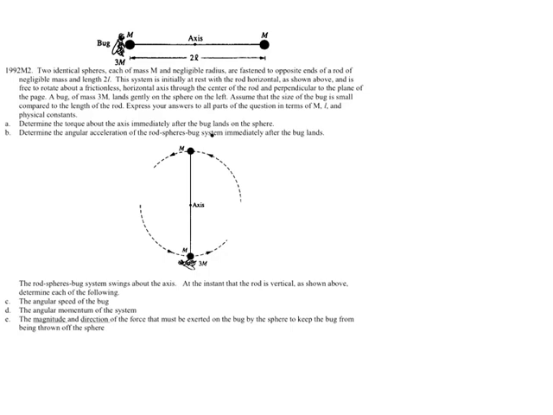This video is an explanation of the problem on page 20 of your Unit 8 packet. This is also the 1992 M2 problem. In this problem, we have two identical spheres of mass m with a negligible radius, and they are fastened to opposite ends of a rod with negligible mass and a length of 2L. The system is initially at rest, and a bug lands on the left sphere.